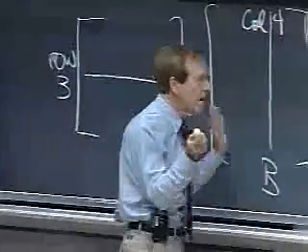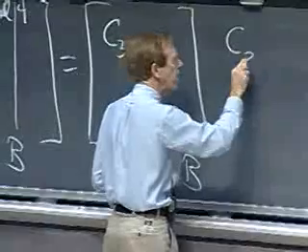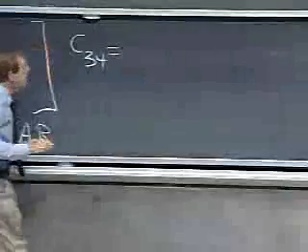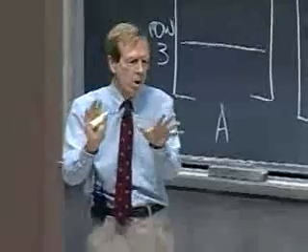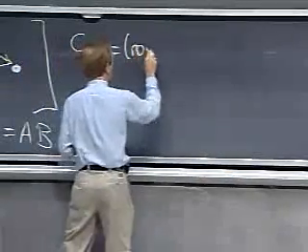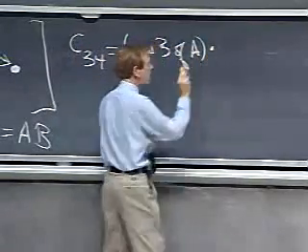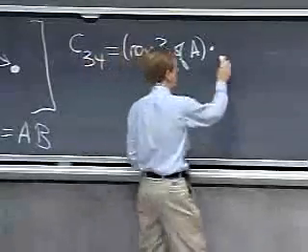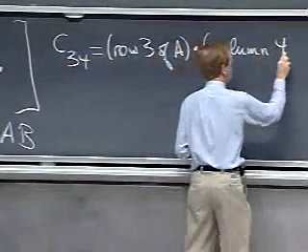Can we write down the formula for it? C34 is, if we look at the whole row and the whole column, the quick way for me to say it is row 3 of A, I could use a dot for dot product, I won't often use that actually, dot column 4 of B.